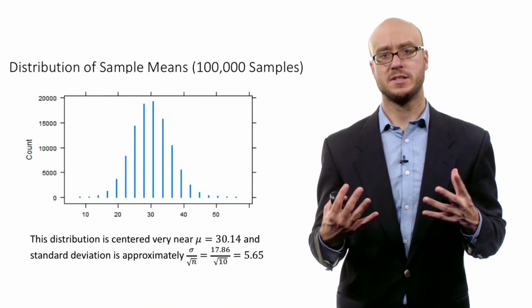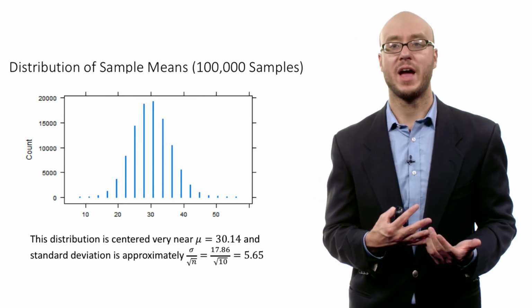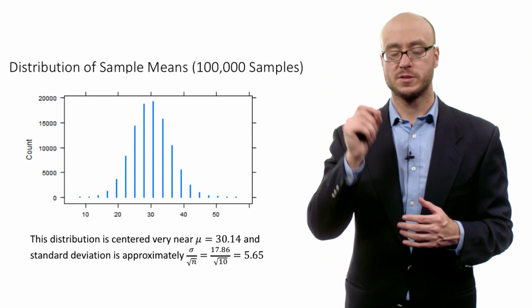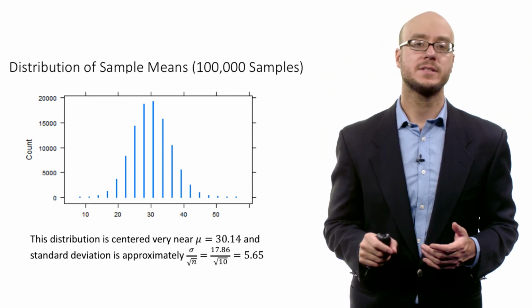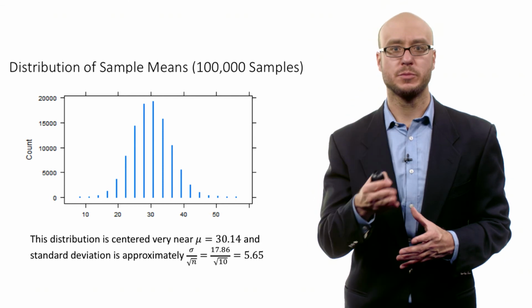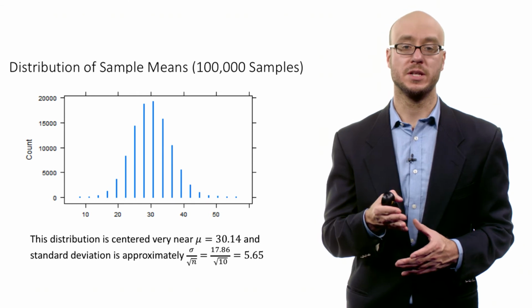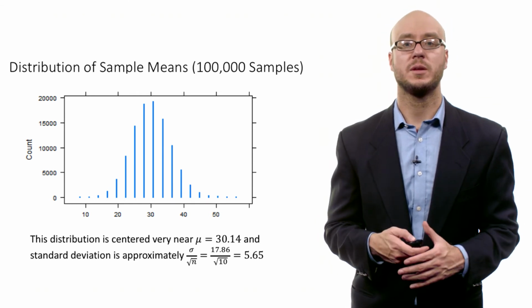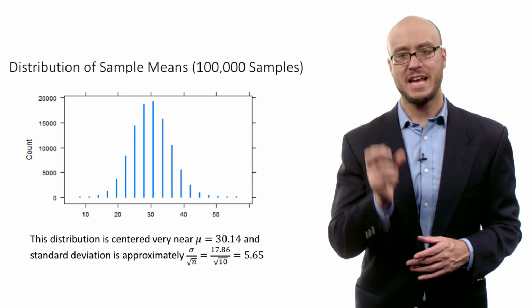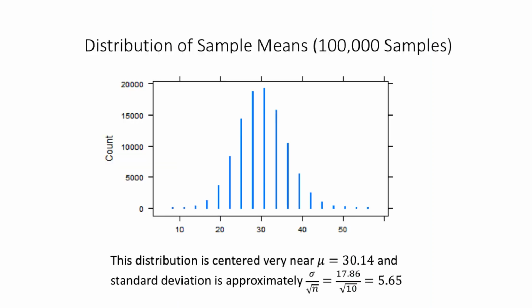That's how far off in years we expect to be across our different sample means. So let's look at this distribution of sample means using 100,000 samples. Each point here, the points are so small you can't even see them, is a different sample mean. And you can see that this distribution of sample means, or sampling distribution, is centered on the population mean mu, very close to 30.14. And the standard deviation of the sampling distribution, the spread, how far off we expect the sample means to be on average from the population mean, is given by 17.86 divided by the square root of 10.